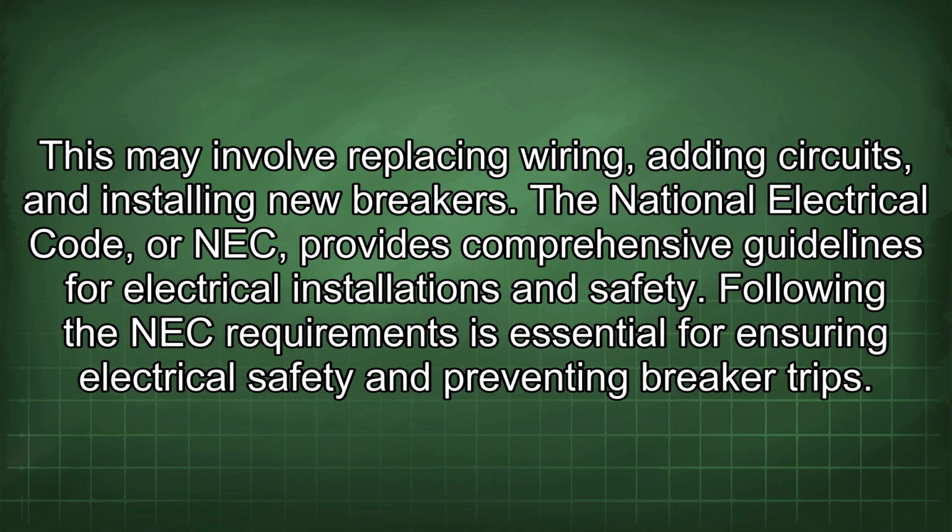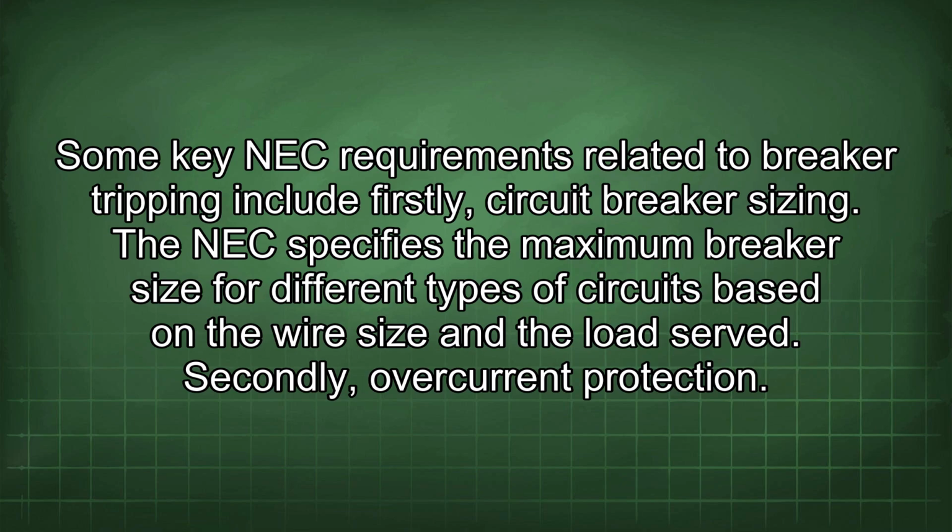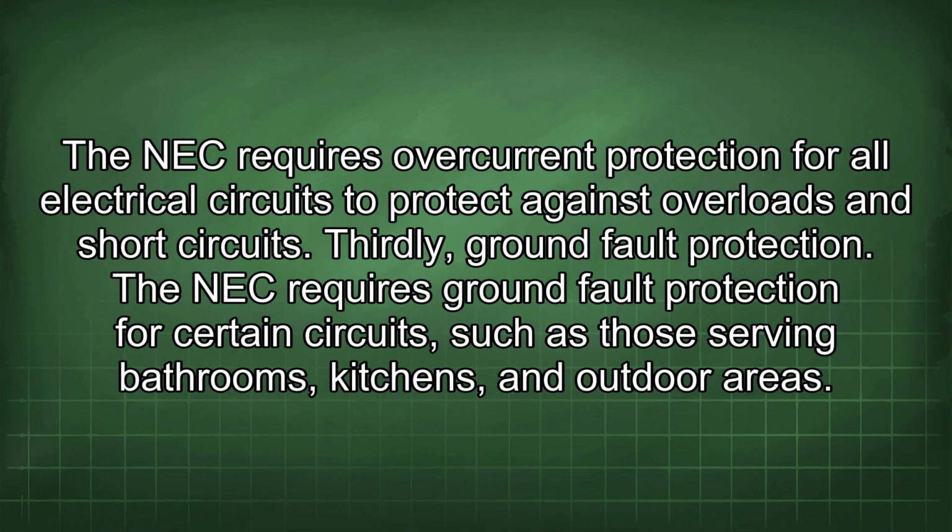The National Electrical Code, or NEC, provides comprehensive guidelines for electrical installations and safety. Following the NEC requirements is essential for ensuring electrical safety and preventing breaker trips. Some key NEC requirements related to breaker tripping include: firstly, circuit breaker sizing. The NEC specifies the maximum breaker size for different types of circuits based on the wire size and the load served. Secondly, overcurrent protection. The NEC requires overcurrent protection for all electrical circuits to protect against overloads and short circuits.